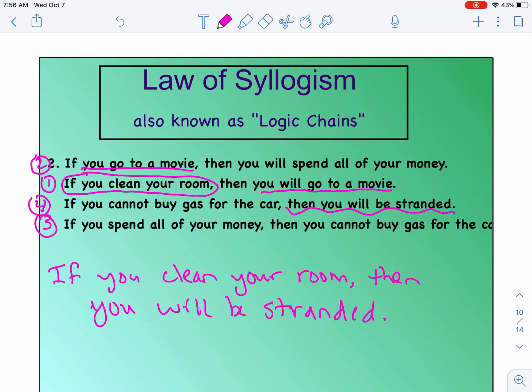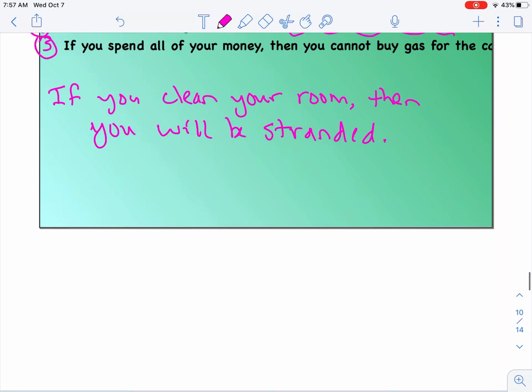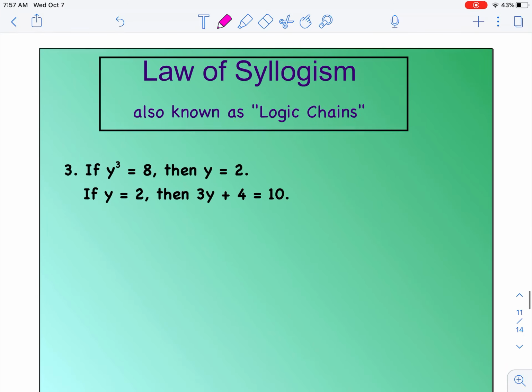So again, sometimes they seem kind of illogical and kind of silly at times, but that's what we do with the law of syllogism: we put all of the conditional statements in order, and then the first hypothesis and the final conclusion become your final statement.